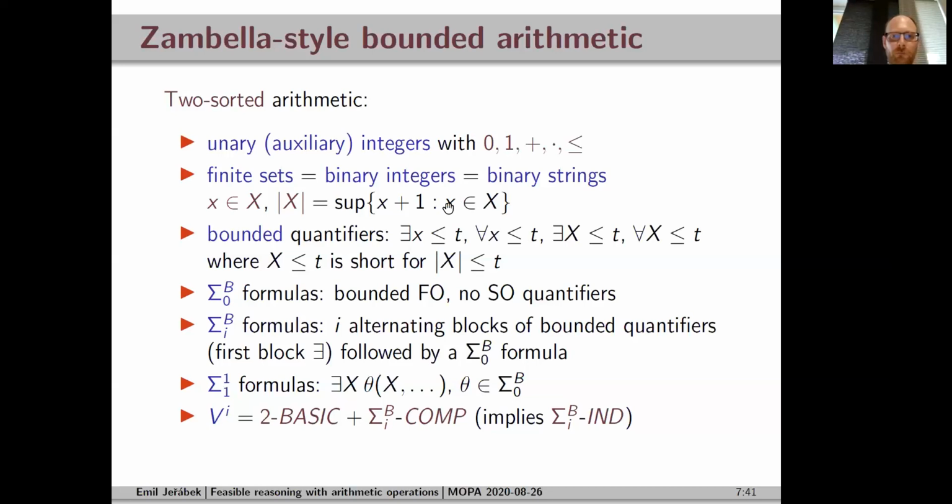All right. Yeah. So I defined what the bounded quantifiers are in this context, and then Sigma^B_0 formulas are defined to be formulas that have bounded first order quantifiers and no second order quantifiers, but they may have second order free variables or parameters. Then more generally, Sigma^B_i formulas are defined such that we have i alternating blocks of bounded quantifiers, with the first block being existential. Then this quantifier prefix is followed by a Sigma^B_0 formula. So now here we may have bounded quantifiers that are also second order bounded quantifiers.